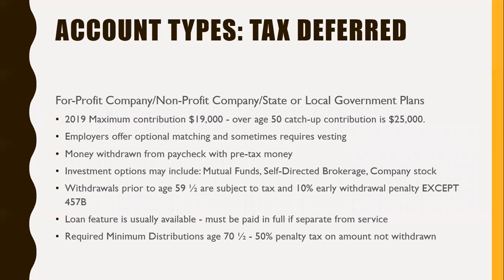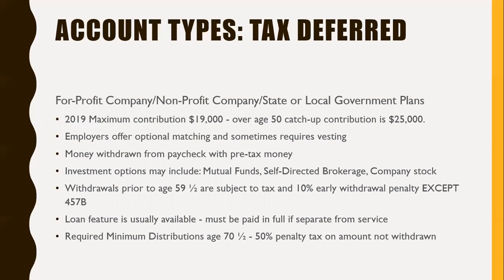For tax-deferred accounts, for-profit companies, nonprofit companies, and also state and local government plans offer those types of accounts. The 2019 maximum contribution is $19,000. And if you are over the age of 50, there is a catch-up contribution that is added to the $19,000, which allows you to contribute up to $25,000 for 2019.